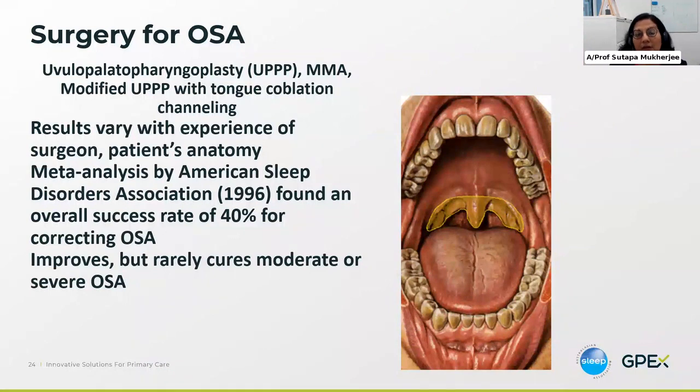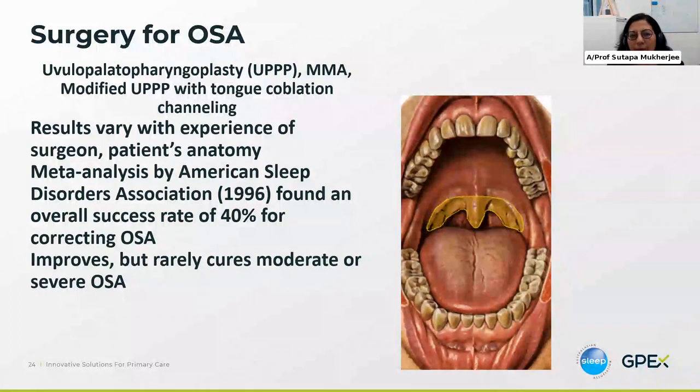Surgery is probably last line therapy, and there are different operations that are done by different practitioners. So the uvulopalatopharyngoplasty was something that was in favor probably 20 or 30 years ago, but it doesn't seem to work particularly well. So it's really been superseded by mandibulomaxillary advancement, which is a two-stage procedure, very major surgery. And the modified UPPP, where there is tongue coblation channeling to try to reduce the size of the tongue. So both of these operations are major surgery, and many patients are not keen on this.